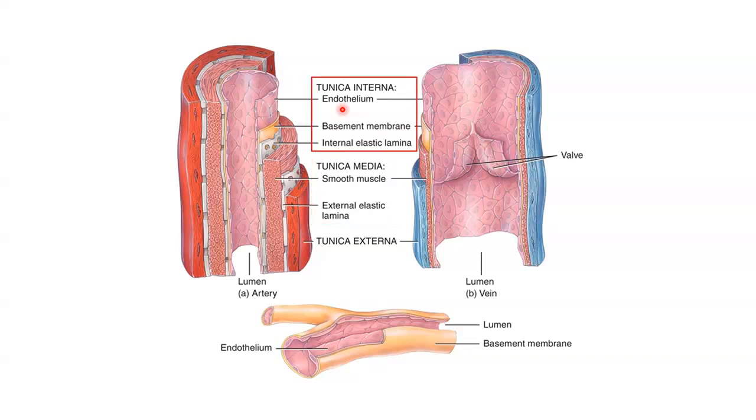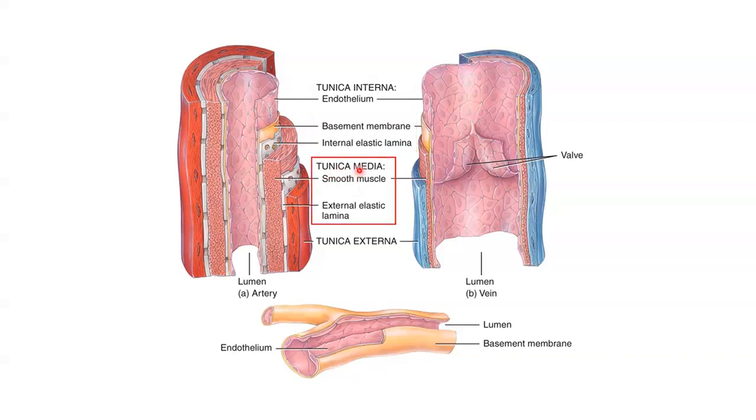Underneath our endothelium is our basement membrane. This provides physical support for the endothelium. The outermost layer is our internal elastic lamina. This has several holes, as you can see through here, and this allows the diffusion of substances through that tunica interna through to our thicker tunica media.